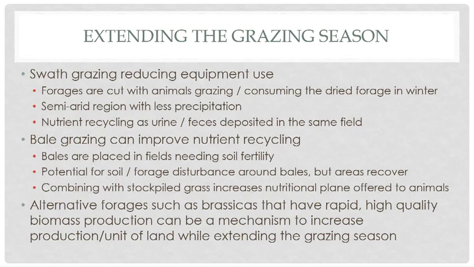Bale grazing is another way to do that. Bales placed in the field in the fall and then, in essence, rotationally grazed through the winter. So using electric fence and grazing those periodically does cause some damage in that area around the bale, but it's a great way to stretch grazing through the winter using that stored feed, putting, as we have here, a way to increase soil fertility in fields that need it. Alternative forages like brassica is a great way to give improved quality.